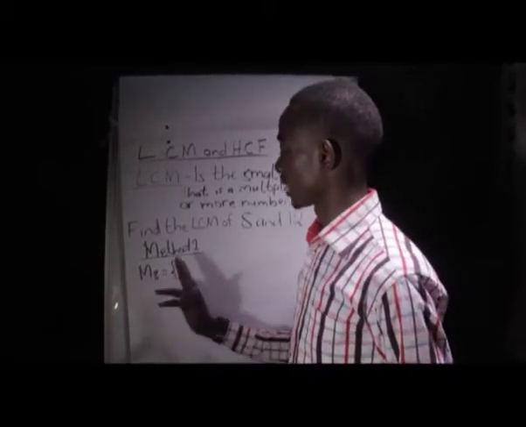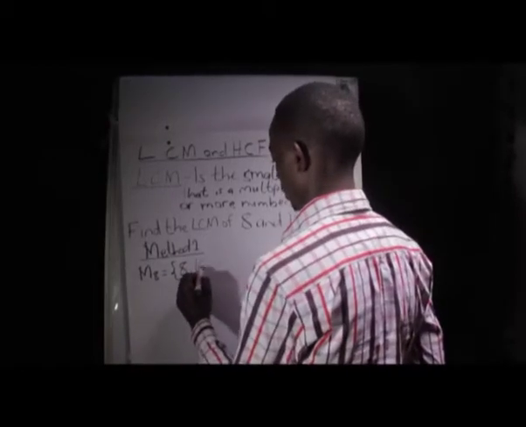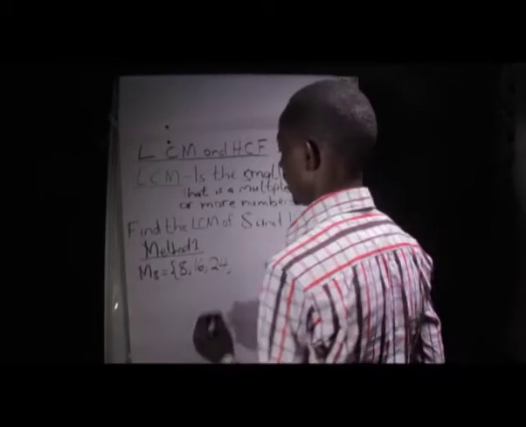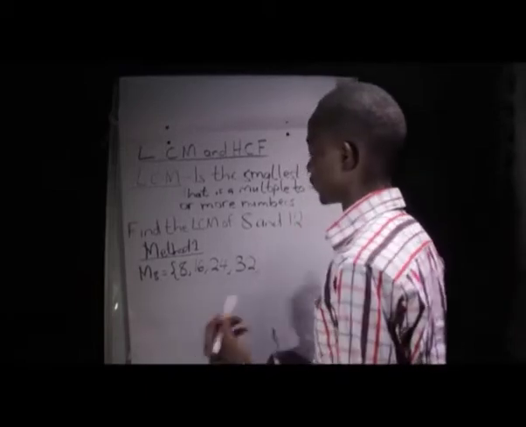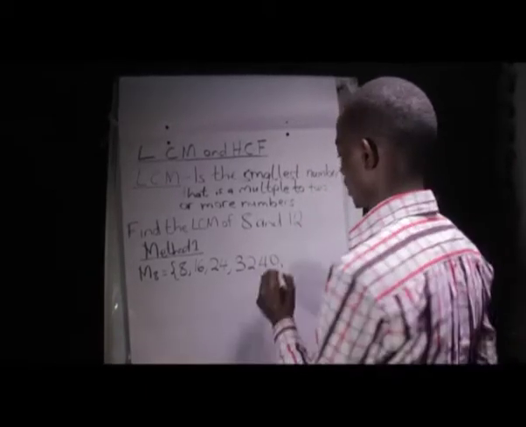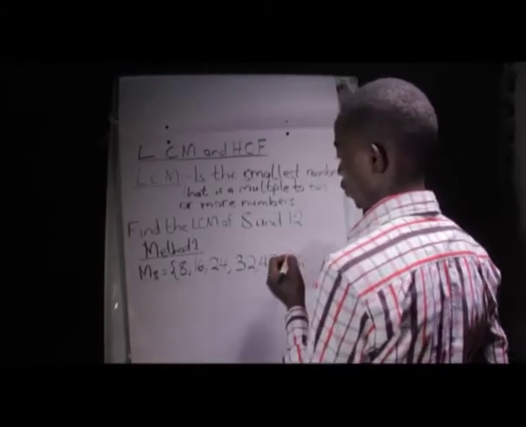So I start with 8 times 1, it gives me 8. 8 times 2 gives me 16. 8 times 3 gives me 24. 8 times 4 gives me 32. 8 times 5 gives me 40. 8 times 6 gives me 48, and so on.